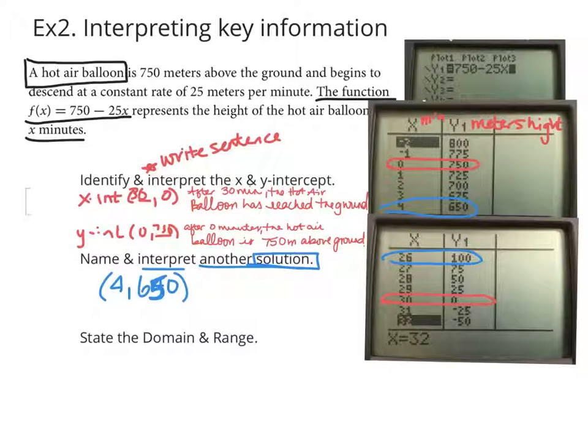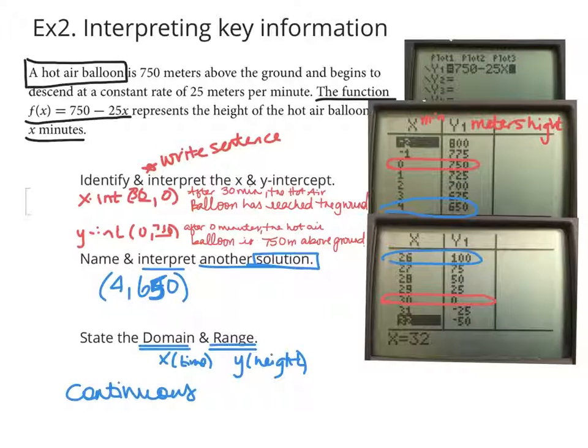All right, and then the last thing we want to do is state the domain and range. And here it's important to know that domain is talking about our x values, which is talking about time. Range is talking about our y values, which is talking about height. We know that time and height can be continuous, so I am going to note that this is a continuous graph, if I were to actually look at it as a graph. And then we're going to list our domain and range.